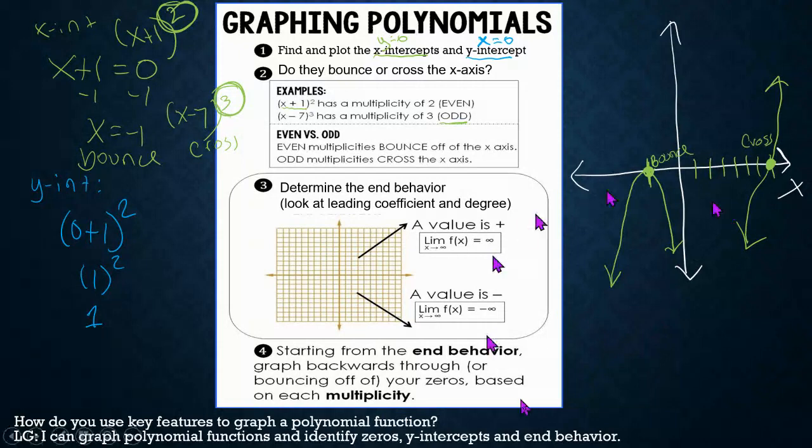And then the end behavior: if whatever number is in front is positive, it's going to go to the top right. If it was negative, it's going to go to the bottom right. And then you just work backwards through your problem.